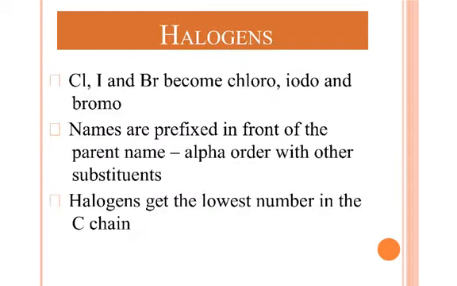All right, let's finish things off with some halogens here. The most common halogens we're going to see are chlorine, iodine, and bromine. And when I use them in a formula, I call them chloro, iodo, and bromo. And they just get put out in front with the rest of the substituents. And as always, we want to make sure everything is alphabetized.